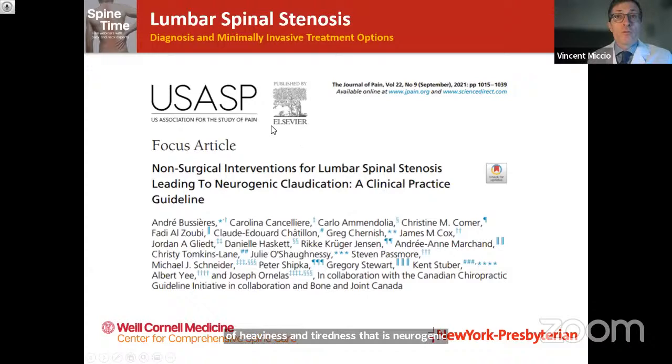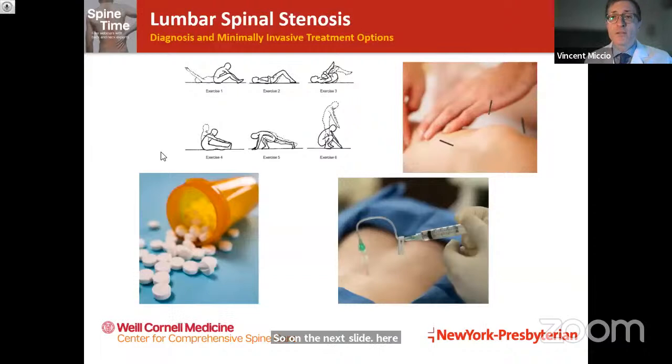And so this paper is essentially a study of studies. They take all of the randomized controlled studies that are available on various non-operative treatments for spinal stenosis, and they try to summarize it in a way that informs us about how to manage non-surgical approaches to treatment. So on the next slide, I use this article as a stepping off point because it's very recent, and it highlights some of the typical treatments that we offer patients for spinal stenosis.